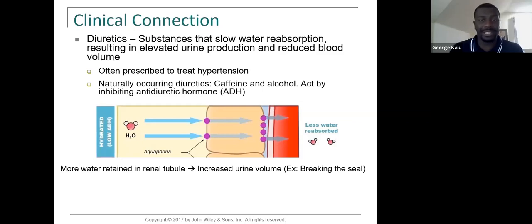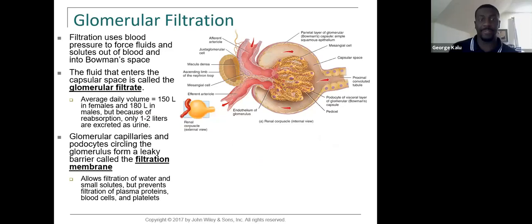So we're going to take a look at these three different processes here. And the first one is filtration. And so filtration, like we talked about, typically only happens inside the glomerulus. This is the only place where filtration is going to be occurring. And so during filtration, we're going to be forcing fluids out of the glomerulus into Bowman space. And all the fluid that exits out is what we refer to as glomerular filtrate.